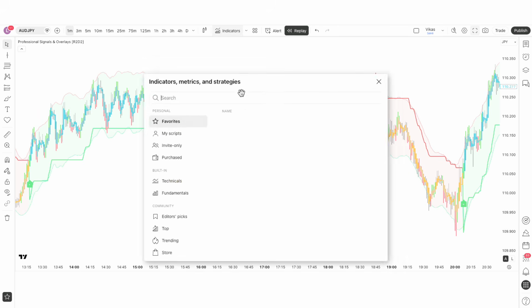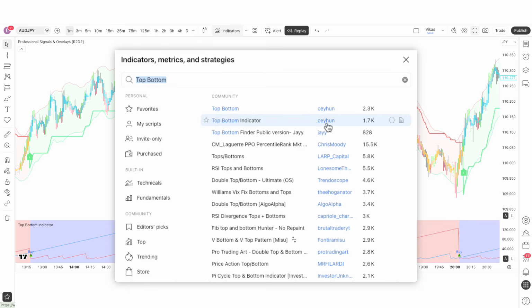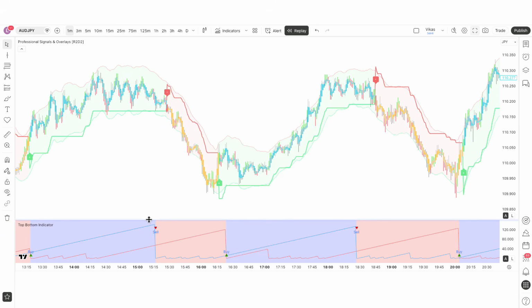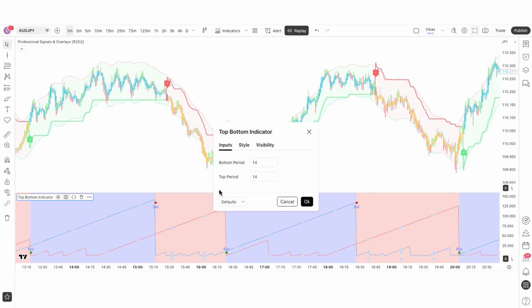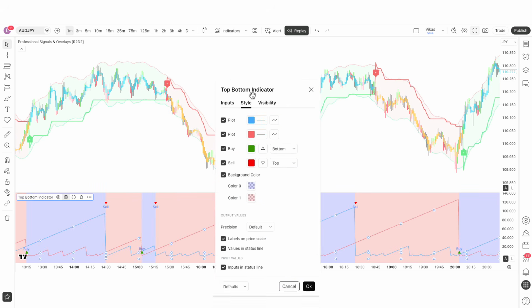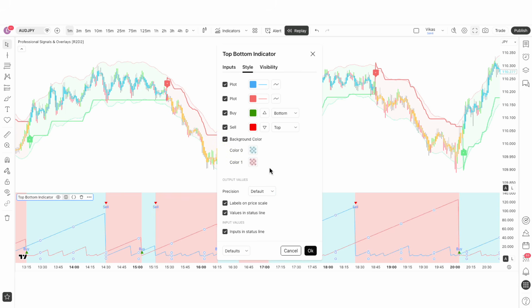Let's go to the Indicator Search tab, type top bottom, and select this one called Top Bottom Indicator, created by Sehun. Now let's access the settings of this indicator so we can modify it to suit our strategy. We change the bottom period from 14 to 11, and then the top period from 14 to 11. We need to change this color 0 and 1. And here everything is fine after that.